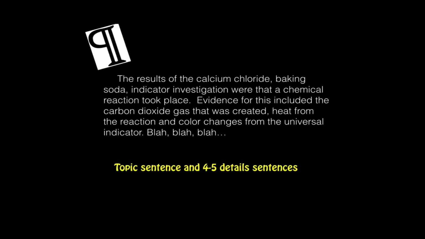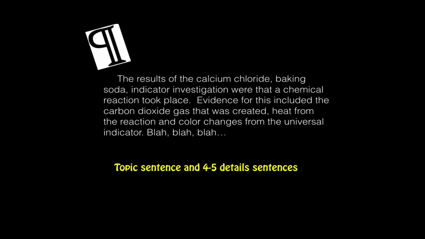The second paragraph is where you discuss the conclusion or the results of the investigation. Again, I just made this up. This one happens to be for chemistry, but it says the results of the calcium chloride baking soda indicator investigation were that a chemical reaction took place. So that's the topic sentence, telling what the results were. Evidence for this included the carbon dioxide gas that was created, heat from the reaction, and color changes from the universal indicator. Those are only 2 sentences.